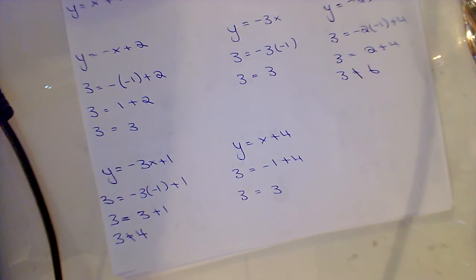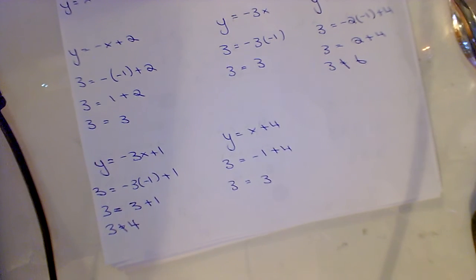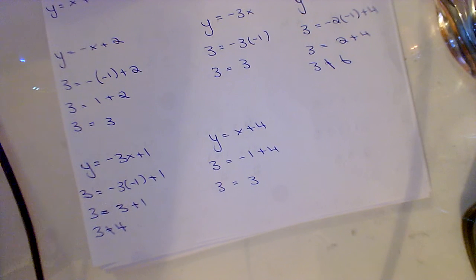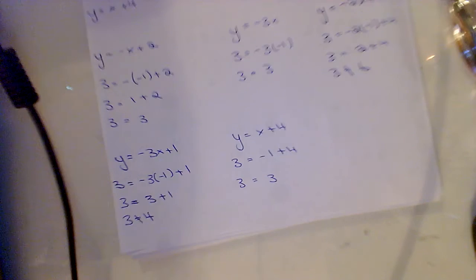And then the last one I have y is equal to x plus 4. Subbing in, 3 is equal to minus 1 plus 4. 3 is equal to 3, therefore that point is on that line.